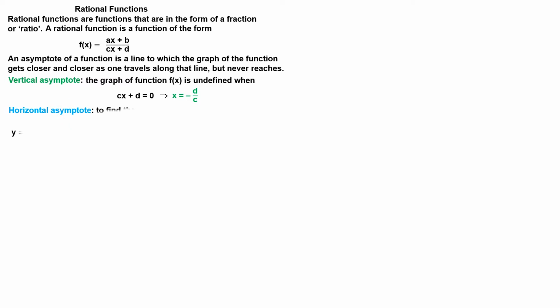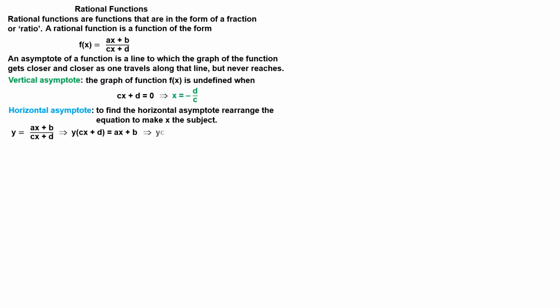To find the horizontal asymptote, rearrange the equation to make x the subject. Pay attention. As we made above, the horizontal asymptote occurs when the denominator is zero, that is, when y equals a over c.